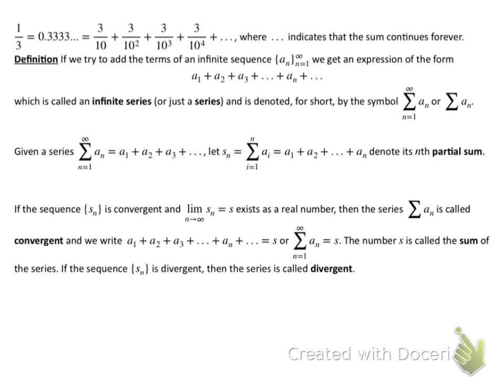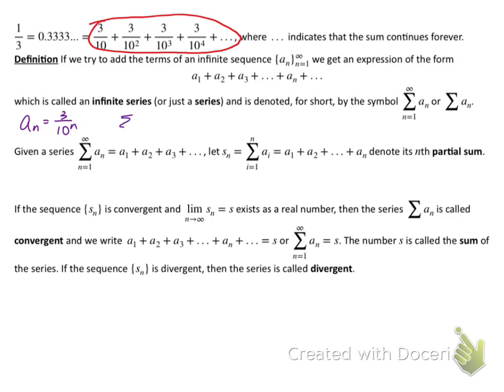So go back to our one third case, or the 3 tenths plus 3 hundredths. I want you to look at this because this is really the sum of an infinite sequence. So what are you having? You are having a1 is 3 over 10, a2 is 3 over 10 squared, which means a_n is 3 over 10 to the nth power. So a1 is 3 over 10, a2 is 3 over 10 squared.